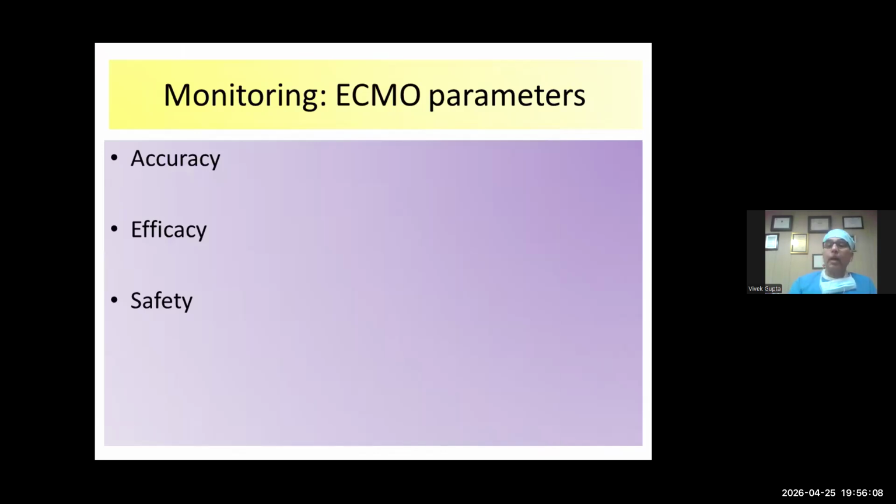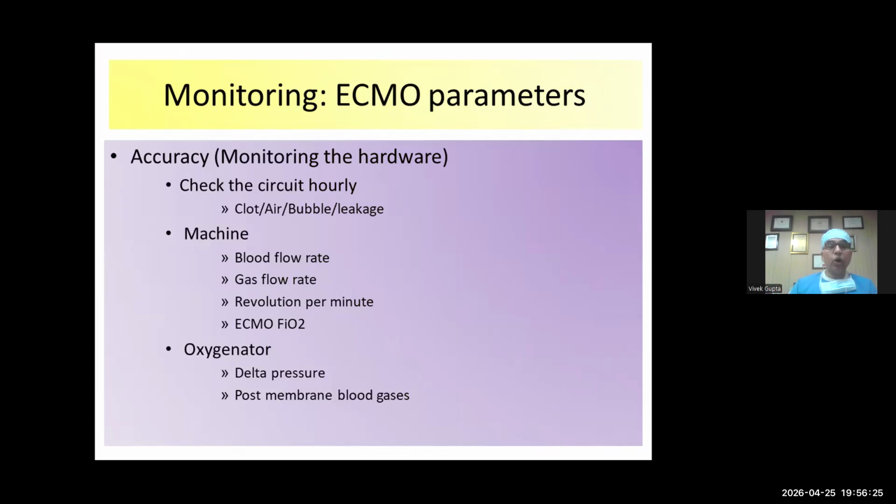How do we monitor the ECMO parameters? Monitoring the ECMO itself is very, very important to prevent ECMO-related complications. You monitor your ECMO parameters on three aspects: accuracy of your ECMO, efficacy of ECMO, and safety of it. If I talk about accuracy, you monitor the heart rate. Check your circuit hourly for any clot, air bubble, or leak. Look at the machine: what flow, what RPM you have set, what flow you are achieving, what is the sweep gas flow, and what is the ECMO FiO2 you have adjusted.